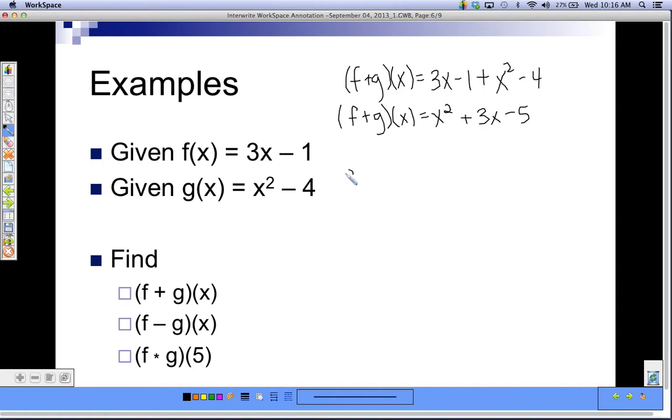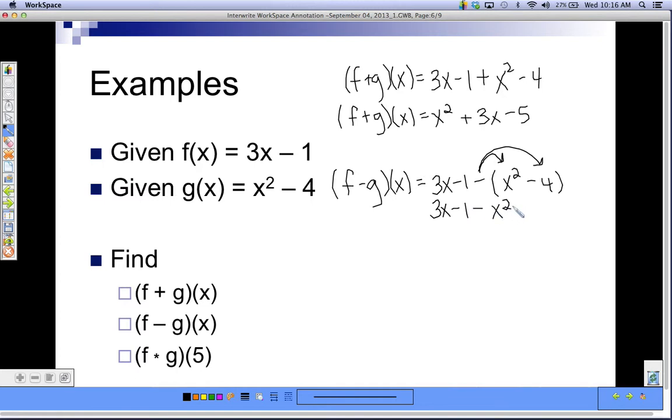Okay, how about f minus g of x? You got to be careful on this because that minus makes a difference. So we have 3x minus 1 minus x squared minus 4. So what's the first thing we should do? Distribute that negative. So we have 3x minus 1 minus x squared plus 4. So then f minus g of x is equal to negative x squared plus 3x plus 3.